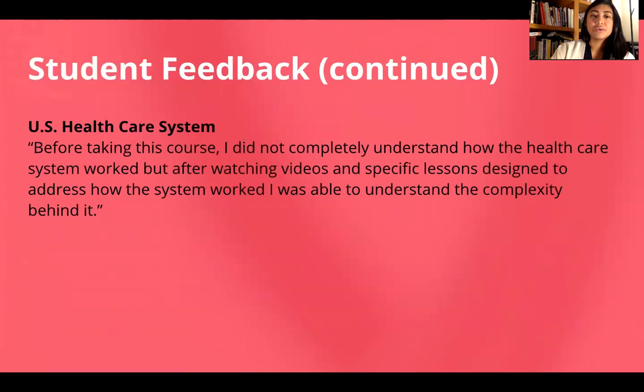And lastly, the US healthcare system. "Before taking this course, I did not completely understand how the healthcare system worked, but after watching videos and specific lessons designed to address how the system worked, I was able to understand the complexity behind it." So if you are working in the healthcare system, it's helpful if you actually understand how it works. So that's some of what we'll be covering at the start of the semester.